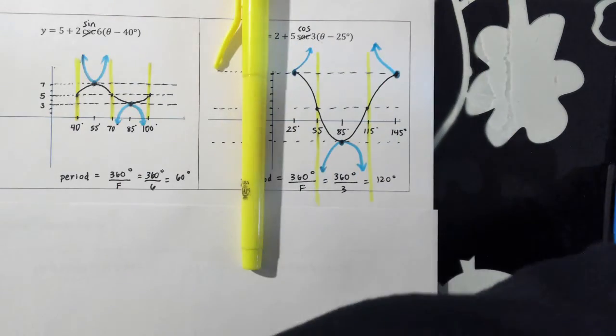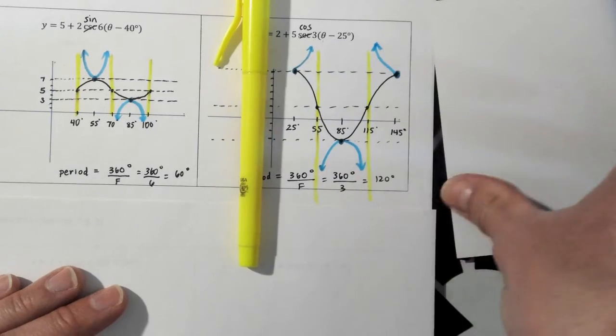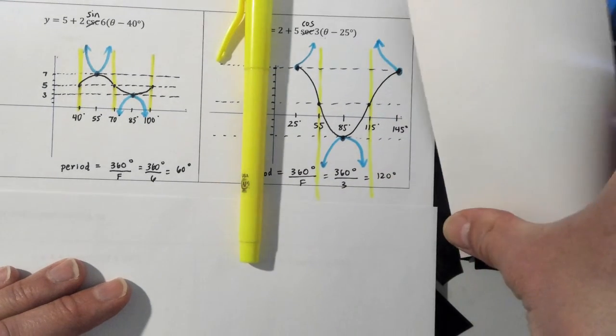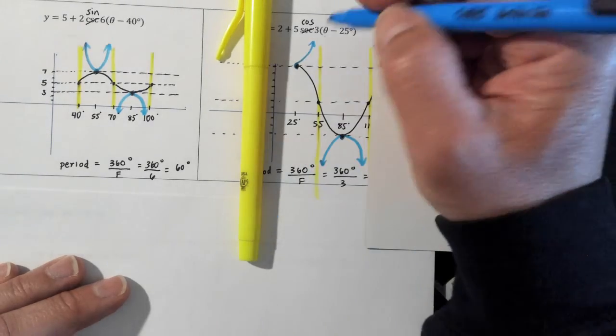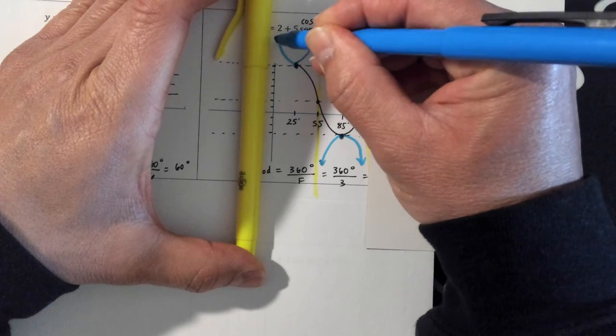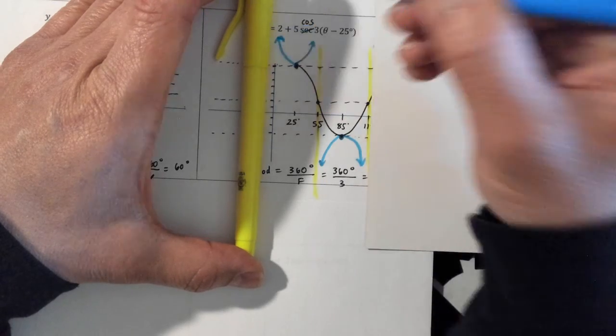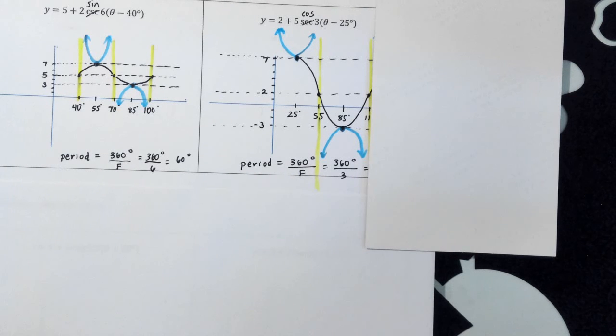I'm going to get my picture again. Voila. So this, by the way, is perfectly acceptable, but I find that a lot of kids just don't like the way it looks. And if that's the case, then go ahead and do that. There. Now it looks exactly like sine or cosecant.